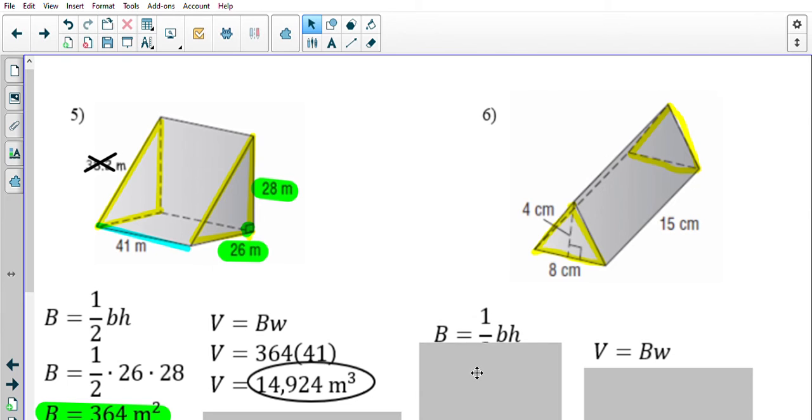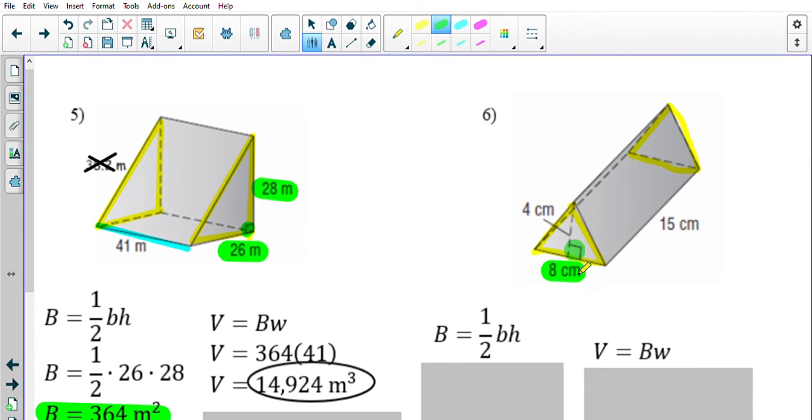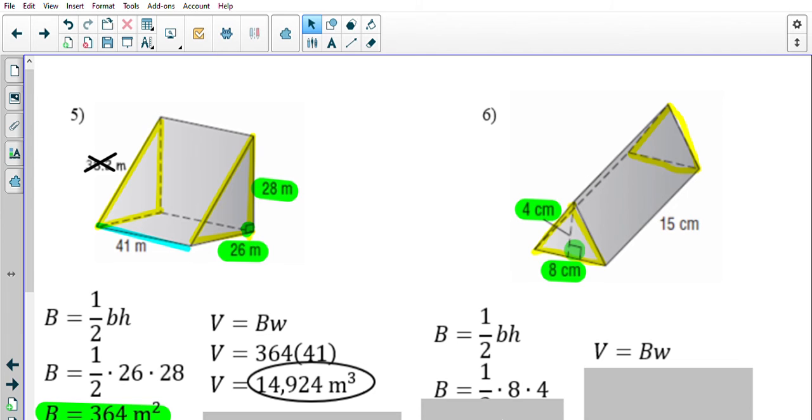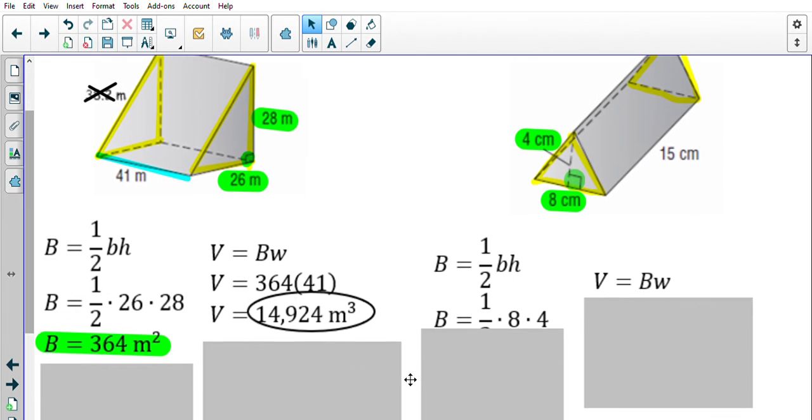But let's find the area of the base first. So that's this work right here. That's half times base times height. The base and height have to meet at a 90-degree angle, which I see here. So 8 is going to represent the base of my triangular base. 4 is going to represent the height of my triangular base. So I am going to do half times 8 times 4 to find the area of my triangular base.